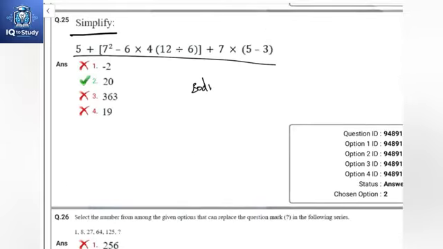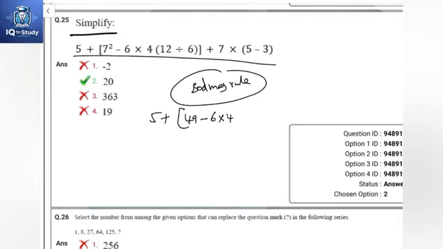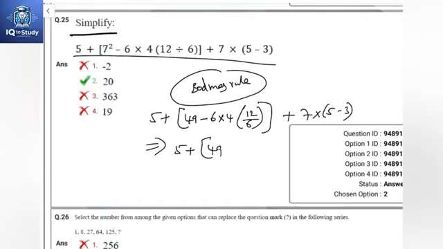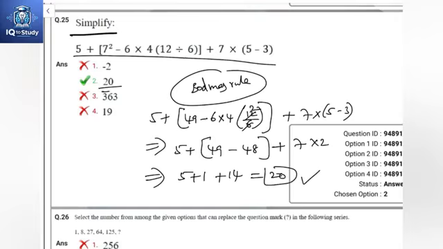Let's simplify this using BODMAS rule. Five plus 49 minus 6 into 4 into 12 divided by 6 plus 7 into 5 minus 3, which implies 5 plus 49 minus 48 plus 7 into 2. That becomes 5 plus 1 plus 14, which is equal to 20. So option 2, 20 is correct.